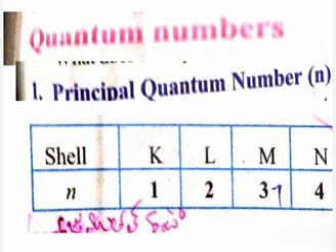For each n value there is one main shell. What is that main shell? For example, n equals 1 is called the K shell. n equals 2 is called the L shell. n equals 3 is called the M shell. n equals 4 is called the N shell. So the different names are there: n equals 1 means K, n equals 2 means L shell, n equals 3 means M shell, and n equals 4 means N shell. Like that we can also explain.